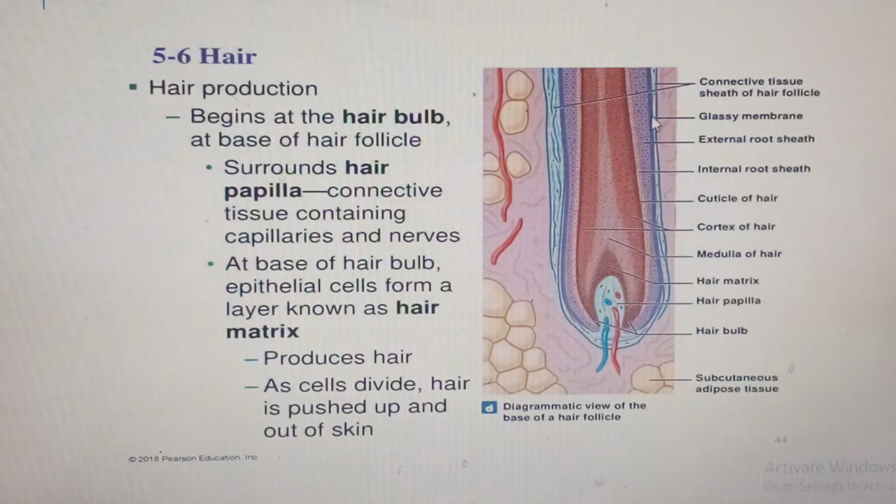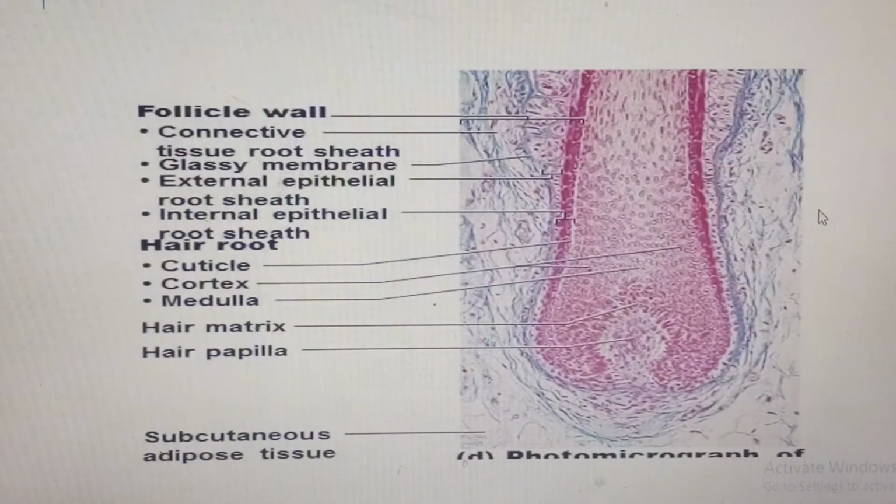Then if I move away from the external root sheath, I get the glassy membrane. This glassy membrane is more or less serving as a connection between the hair follicle and the dermis. By so doing, it is serving as the basal lamina of the hair follicle. So these are the things that histologically we are going to see regarding the hair follicle.